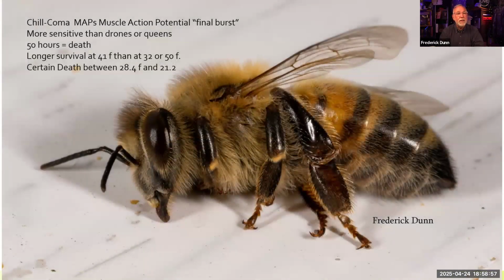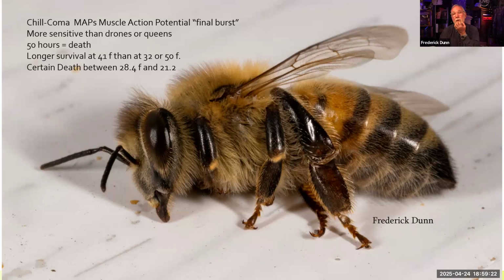So for example, 50 hours till death. If the longer survival is at 41 degrees Fahrenheit than at 32 or 50, that they have a longer life expectancy at 41 degrees Fahrenheit than at 50, that's interesting. But if you have a recording system and the temperature doesn't drop below 28.4 degrees Fahrenheit, this bee is not dead.